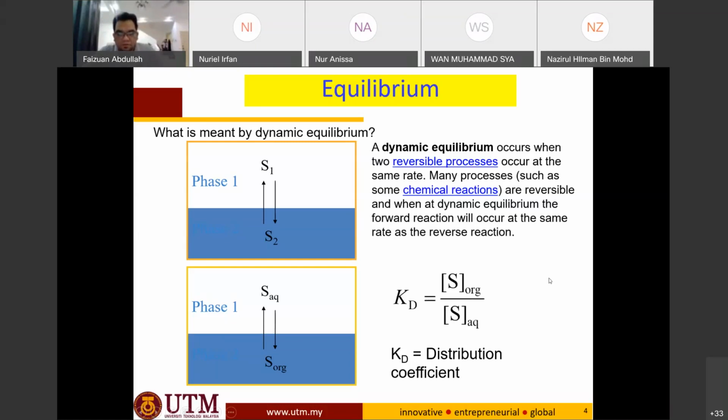KD is equal to the concentration of the organic phase over the aqueous phase, both in reversible dynamic equilibrium, right? So liquid-liquid extraction, LLE, is also known as extraction and partitioning, right?